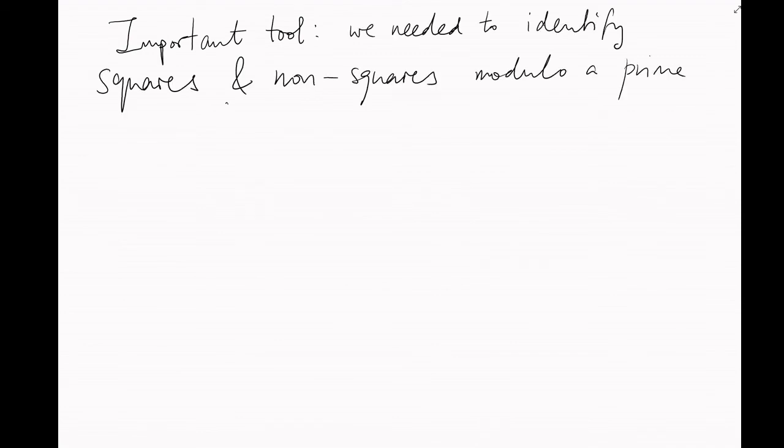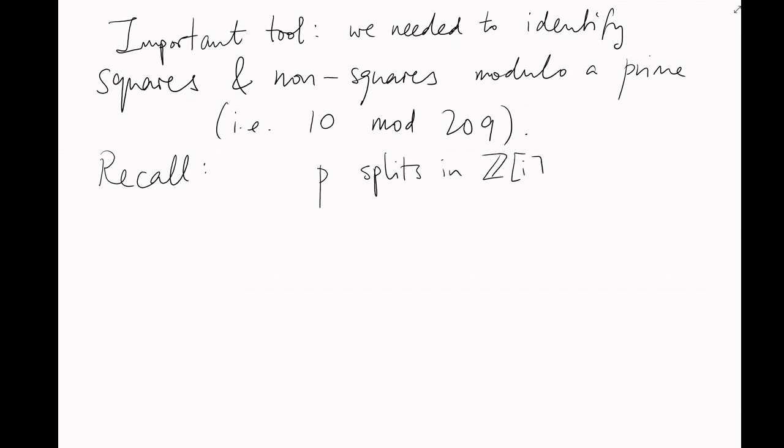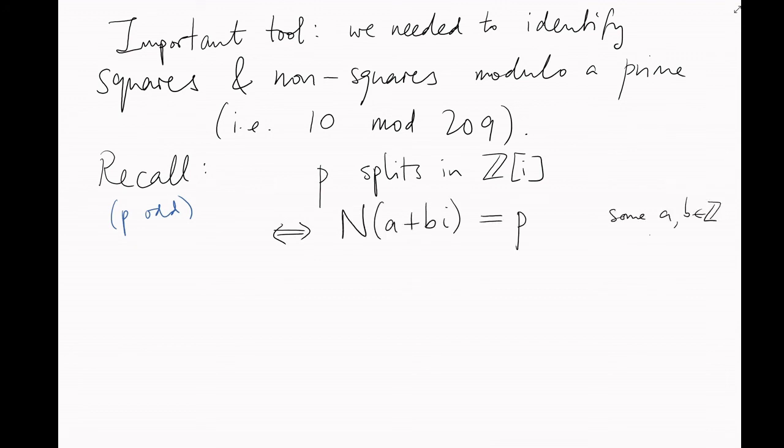Notice the important tool we used here, identifying squares modulo a prime. This isn't the first time we've used this tool. In video 2, we wanted to work out when a prime number p split in Z adjoin i. For odd primes, this turned out to be the same as asking when there was some Gaussian integer a plus bi with norm p. In other words, p could be written as the sum of two squares, a squared plus b squared.